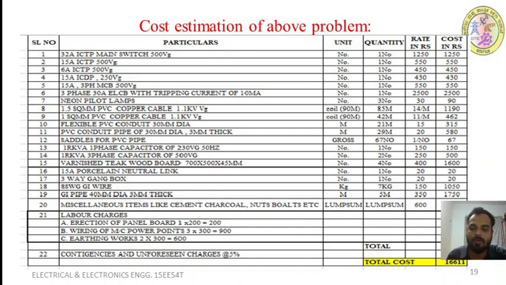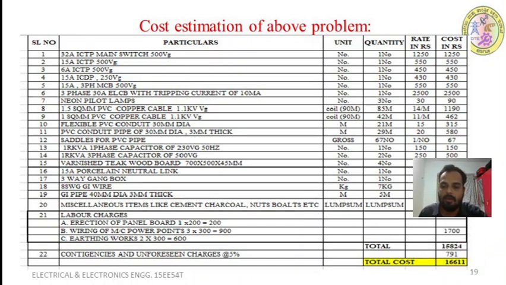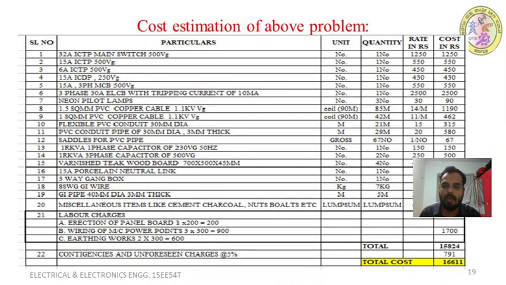So next, what is the total? So that total becomes 15,824. Next, contingency and unforeseen charges at 5%. For the 15,824, you have to calculate 5% charges. That is the contingency and unforeseen charges we are providing at 5%. So that becomes 791. You add 15,824 plus 791, it becomes 16,611.